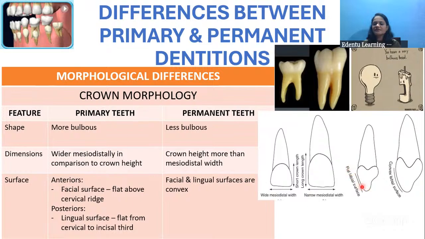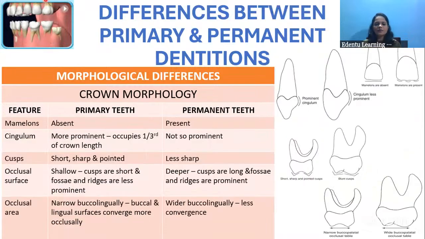It is usually flat above the cervical ridge. The cervical ridge will be somewhat curved, and after that, the facial surface of the primary incisors will be usually a flat labial surface. Whereas in the permanent teeth, it will be usually convex in nature. That curvature is seen in the permanent teeth, but not in the primary ones. So that's one of the features.